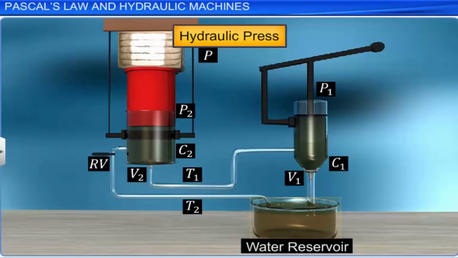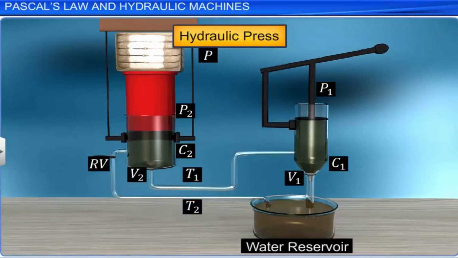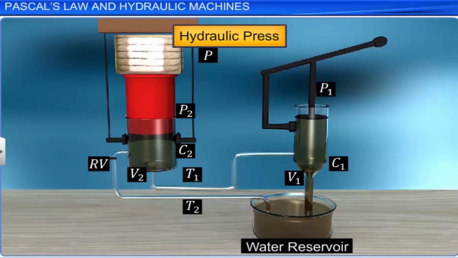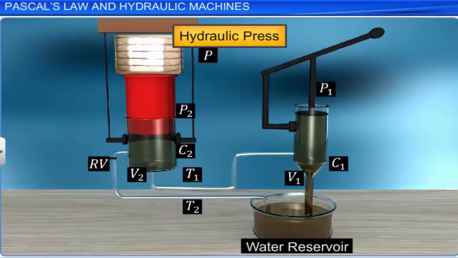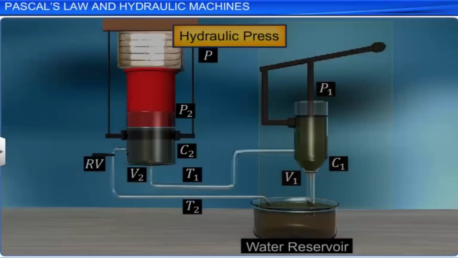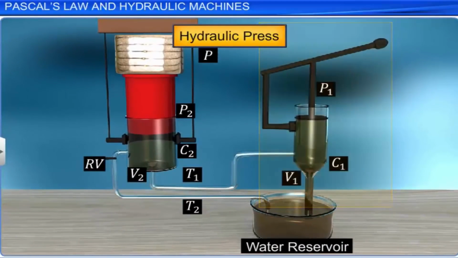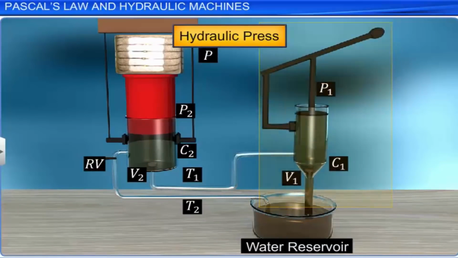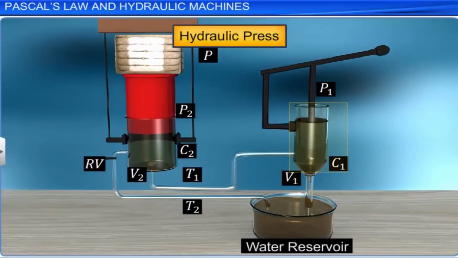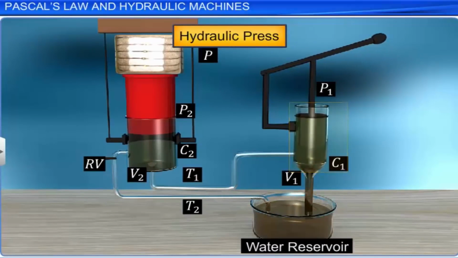Piston P1 is raised upwards by the application of force F, at the handle edge of the lever. Upon the action of the handle, the valve V1 opens. The water from the reservoir is sucked into the cylinder C1. During this process, valve V2 remains closed. When piston P1 is pressed down, valve V2 is opened. Valve V1 is closed and the water is pushed from cylinder C1 to cylinder C2 through T1.